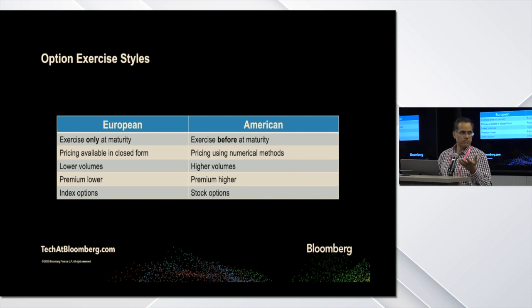European options are mainly used for index options, like options on S&P 500 are European, whereas most of the single name stock options are American. So therefore, we have higher volumes for American options compared to European. And because of this exercise style, American options tend to be more expensive because you have the option to exercise any time before the maturity.